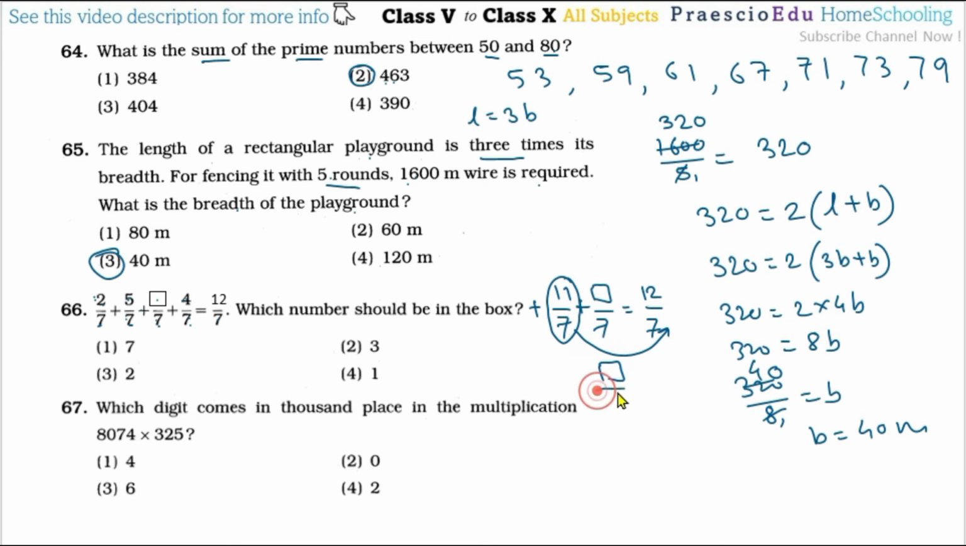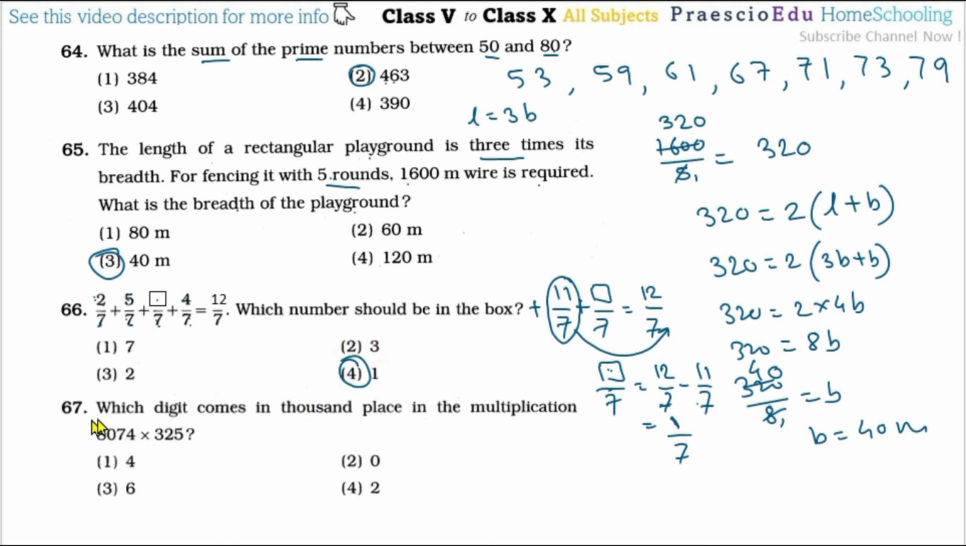So box by 7 equals 12 by 7 minus 11 by 7. Now the denominators are the same, which means we can subtract the numerators: 12 minus 11 means 1 by 7. So that equals box by 7, meaning the box has the digit 1. So option number 4 is the correct one.